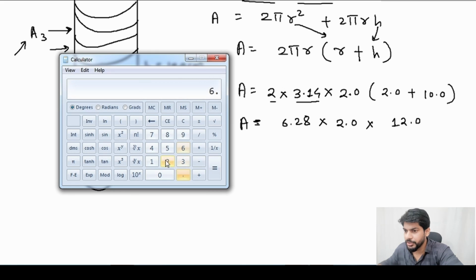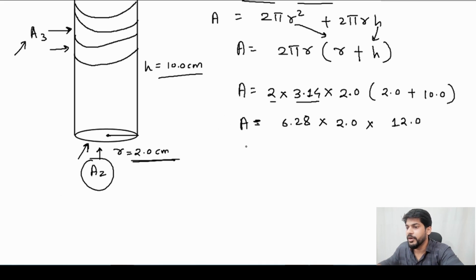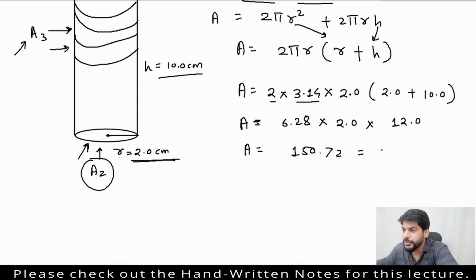6.28 into 2.0 into 12.0, and here is the answer, 150.72. So let's write it here, 150.72. Okay, now what we can do here is let's actually write it in the powers of 10. Okay, it would be 1.5072 into 10 raised to 2, right?